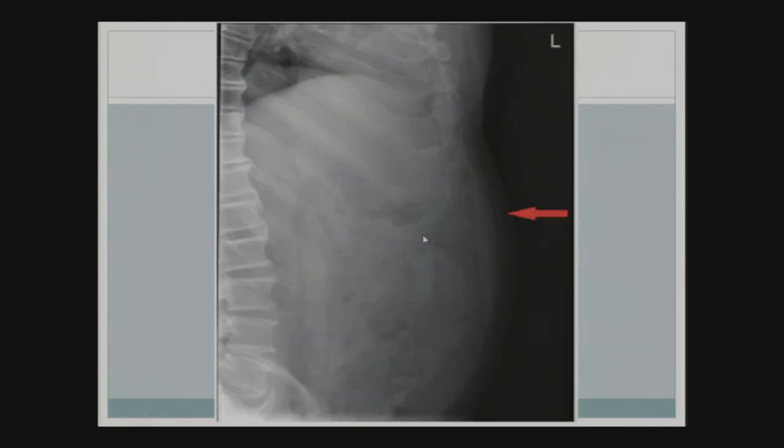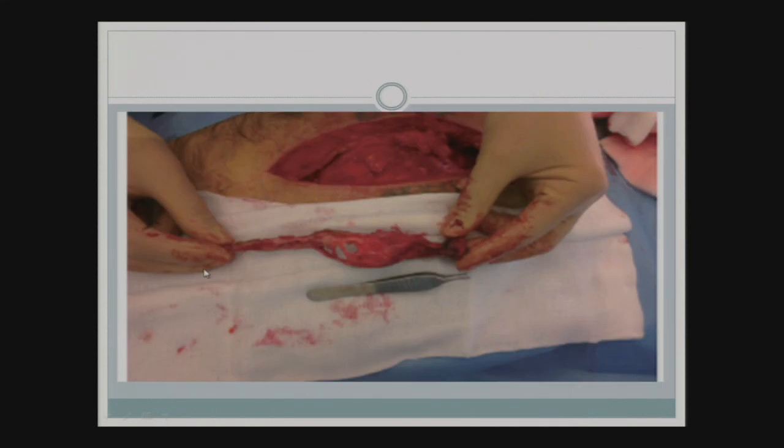This was their preoperative x-ray, which you can see here, a good picture of this ossified structure here, and they have a good intraoperative picture here of this lesion removed.